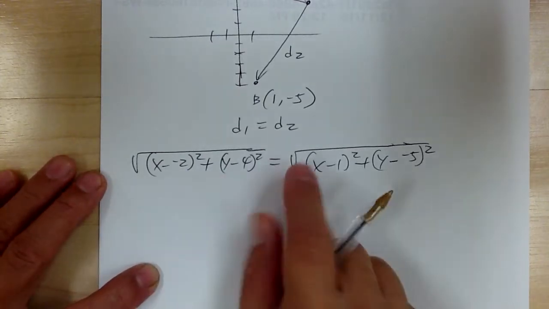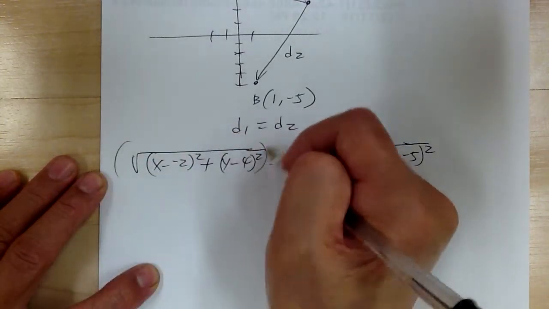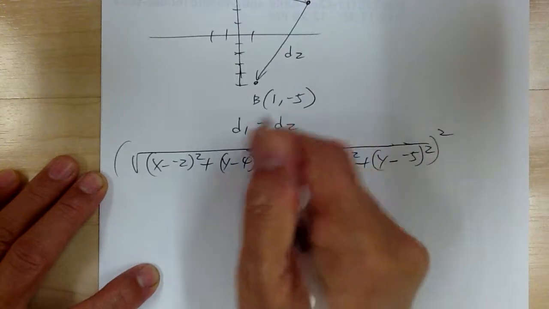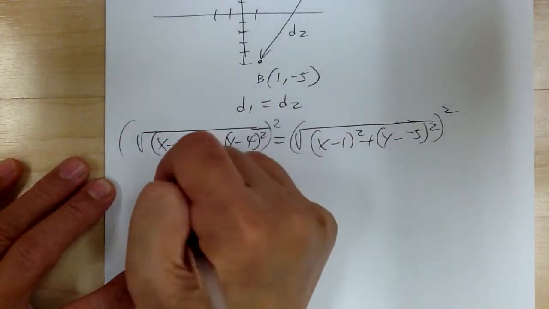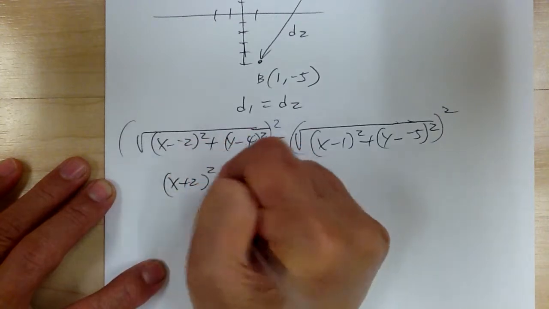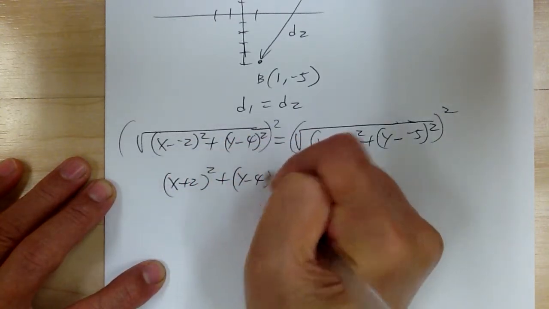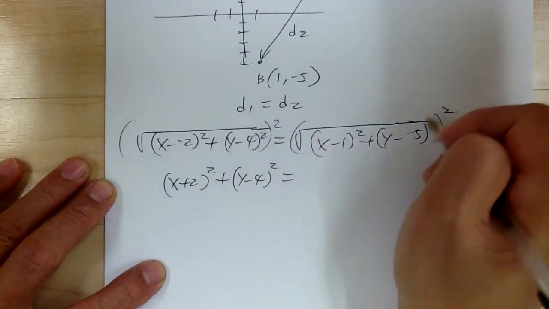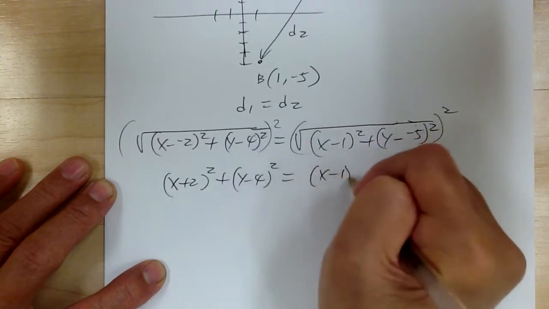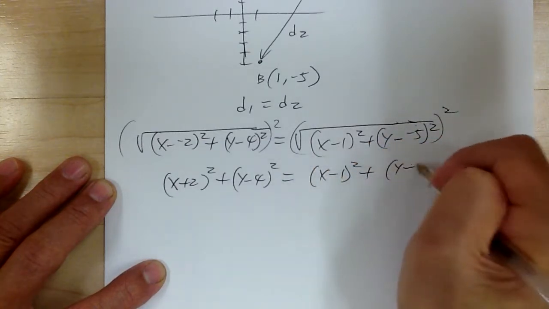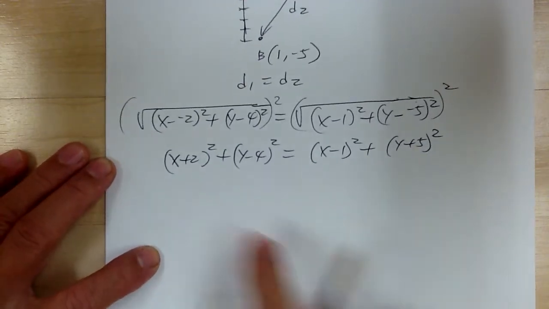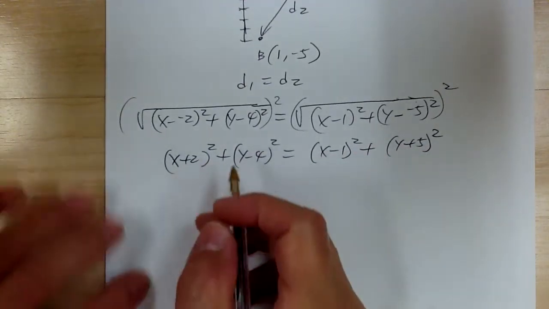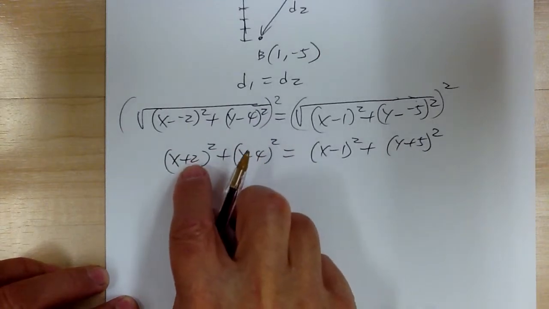Now to solve, I'm going to square both sides to undo the square root. So I end up with x plus 2 squared plus y minus 4 squared. On this side, square and square root cancel out, so I get x minus 1 squared plus y plus 5 squared. Next step is to multiply out to get rid of the parentheses. So again, don't forget your middle term.